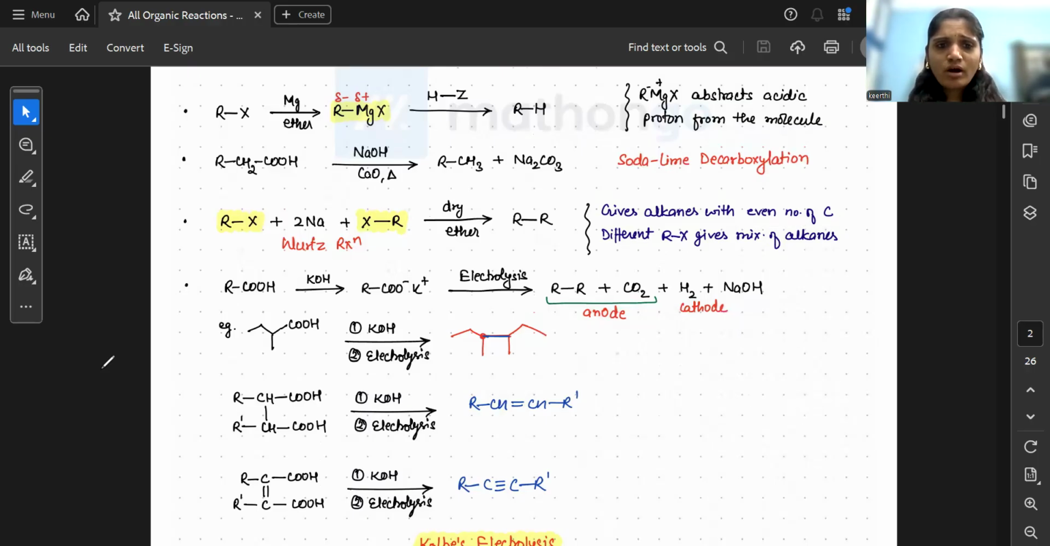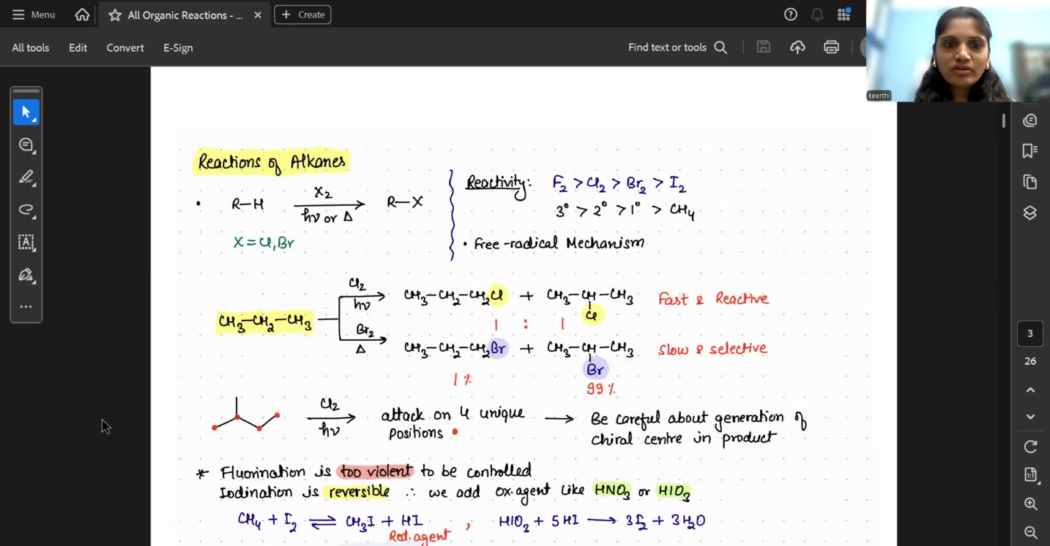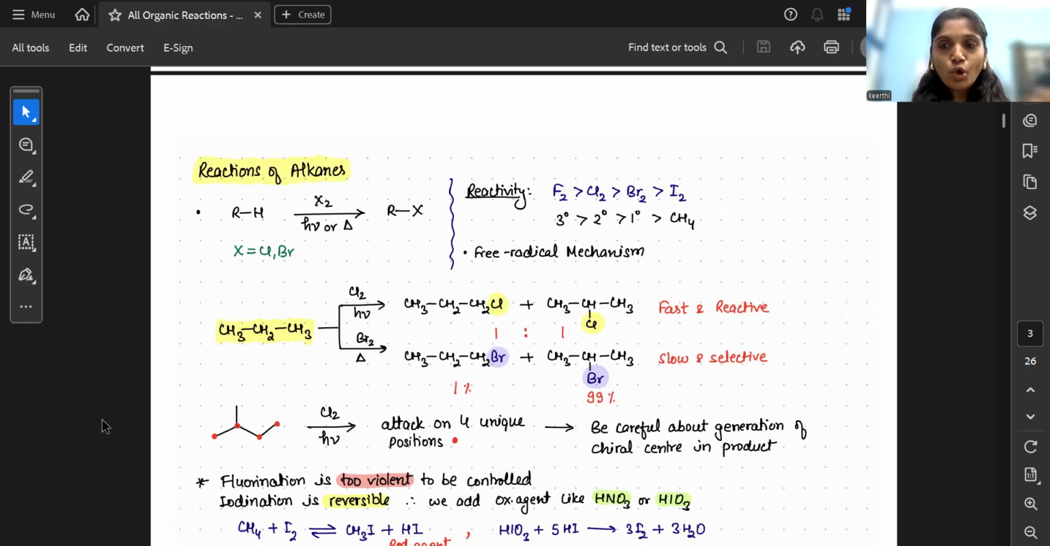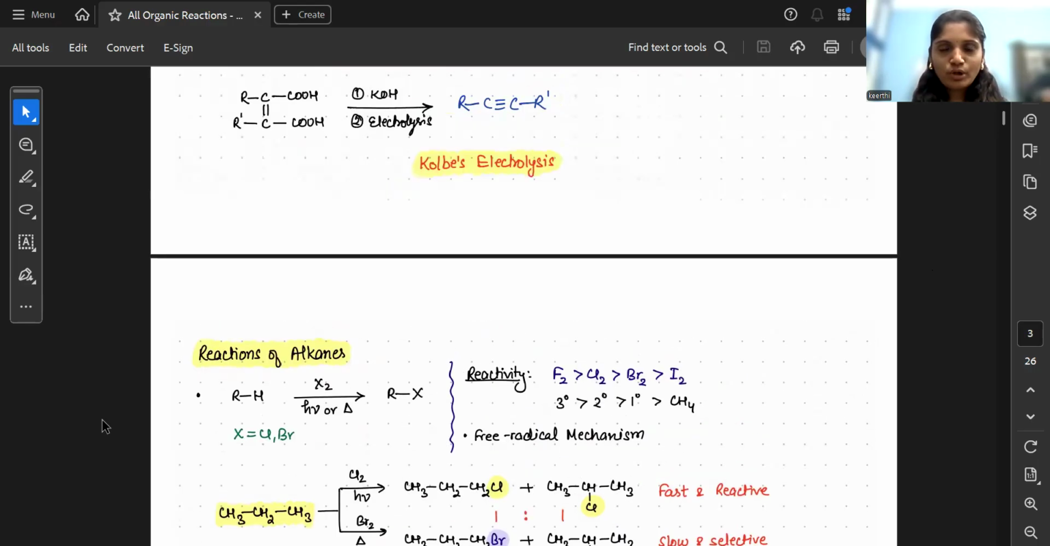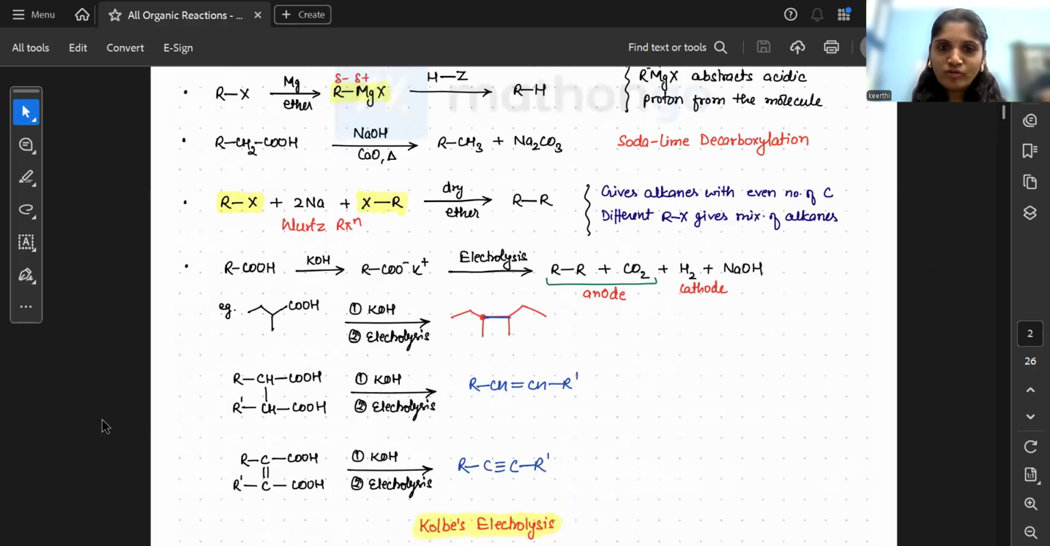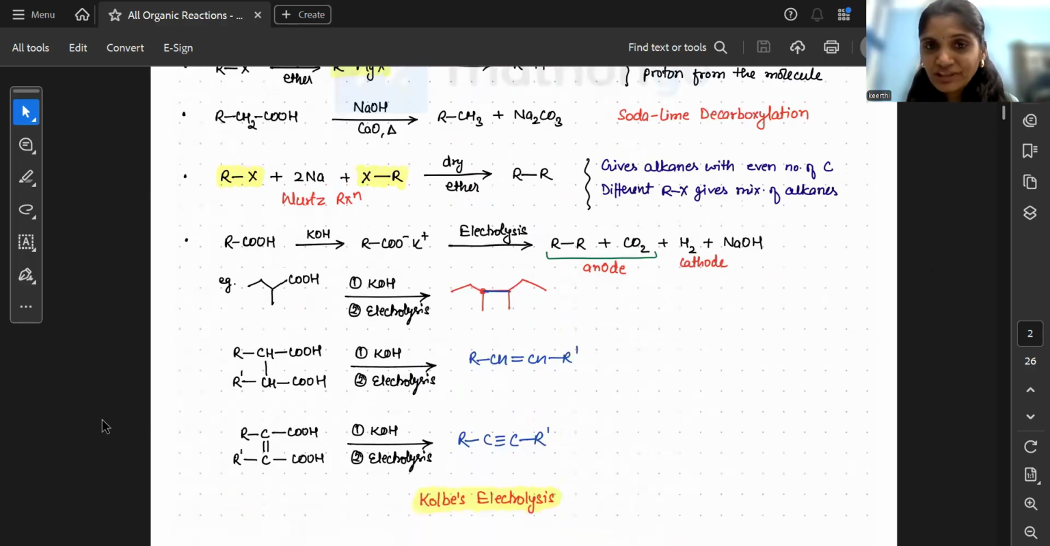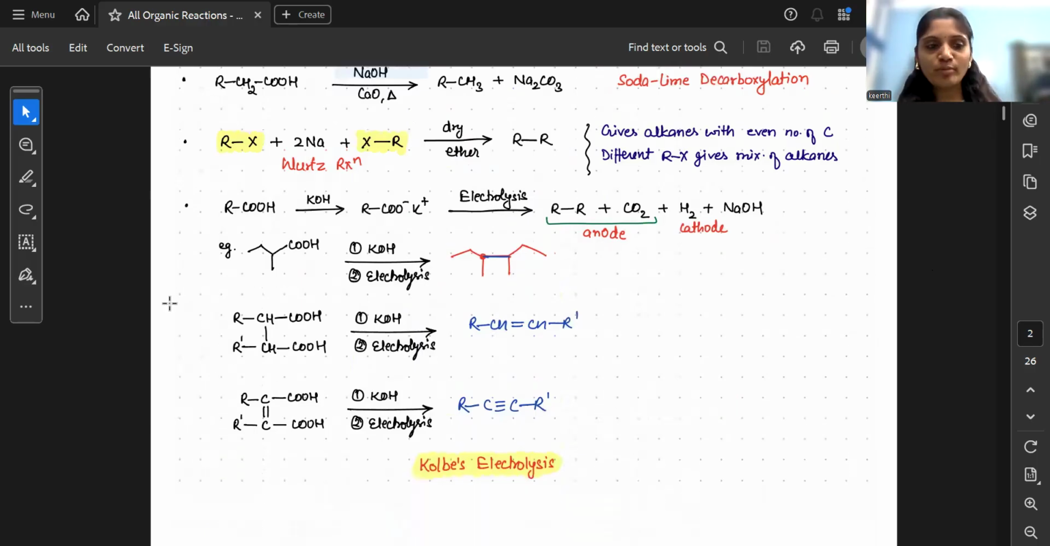Okay, next one is a very important reaction. In the next reaction, we are going to learn about Kolbe's electrolysis. Before that, we will do decarboxylation. The next reaction for the preparation of alkanes is decarboxylation of carboxylic acid using soda lime. We are using soda lime and we are doing the decarboxylation.